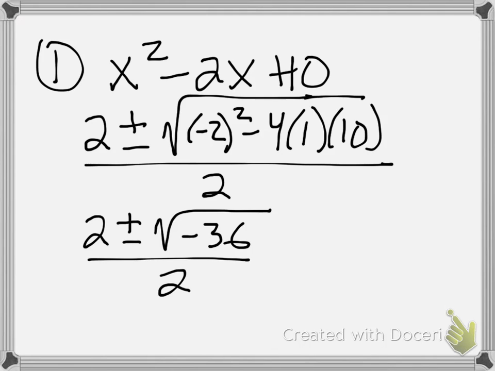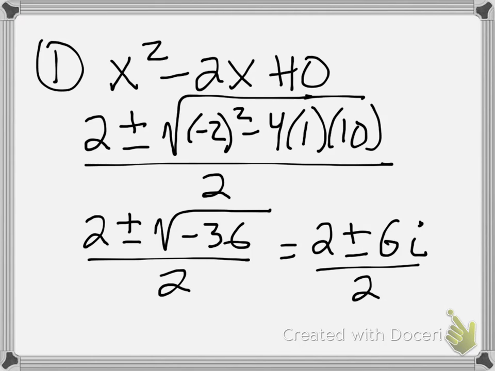Well, the square root of 36 is 6, and that negative being underneath there just means that it's going to come out to an imaginary. So the square root of -36 is 6i, because the negative makes the imaginary, and the square root of 36 is 6, so it's still divided by 2. Now from there, each one is divisible by 2, so it becomes 1 plus or minus 6i.